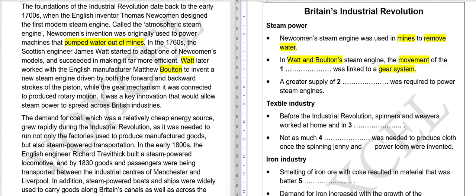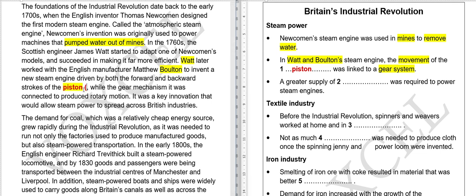And the answer is piston. I hope you arrived at the correct answer, and now I will tell you why this is our answer. Let me just mark it here for our later usage. Our question number 1.